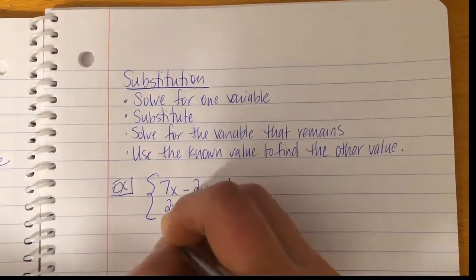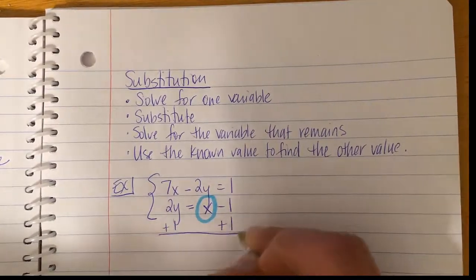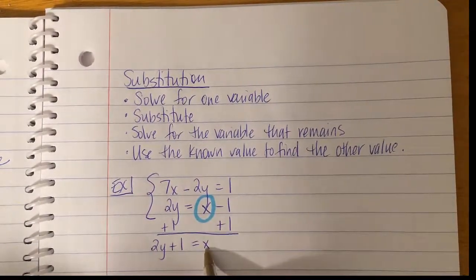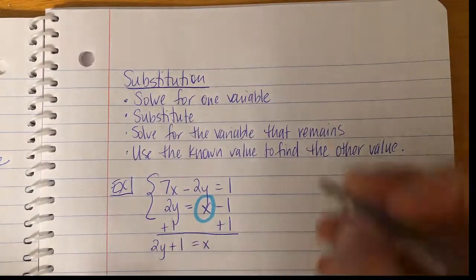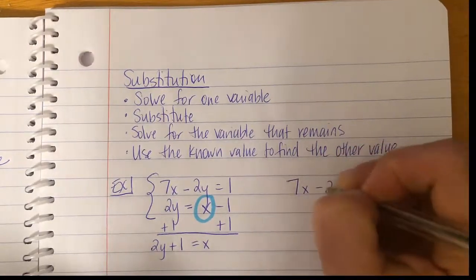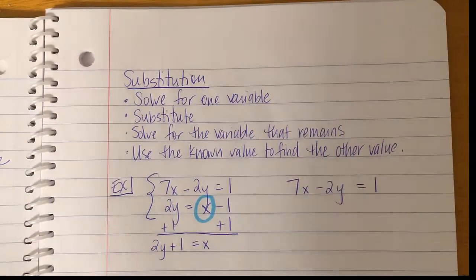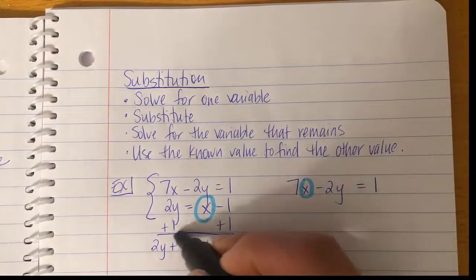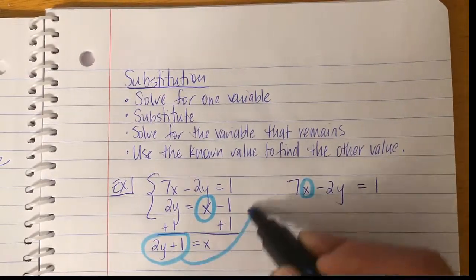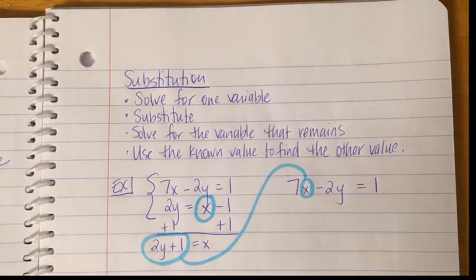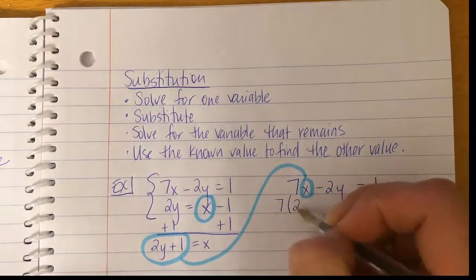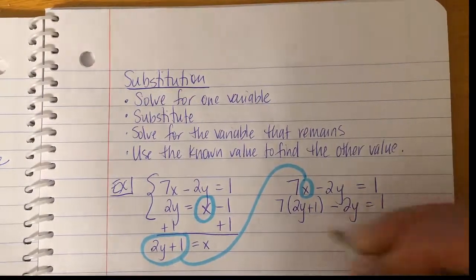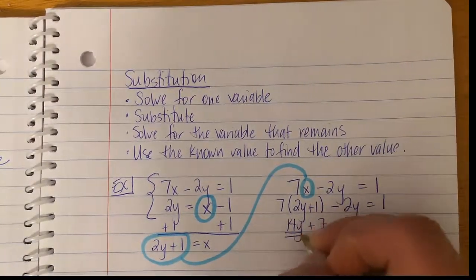All I need to do here is add 1 to both sides. And now I see that x is the same as 2y plus 1. So wherever I see an x, I could simply substitute in 2y plus 1. I'm going to take this equation, 7x minus 2y equals 1, my first equation. And in the place of x, I'm going to put what is exactly the same thing as x, which is this 2y plus 1. So now I've got 7 times (2y plus 1) minus 2y equals 1. Distribute, like terms.